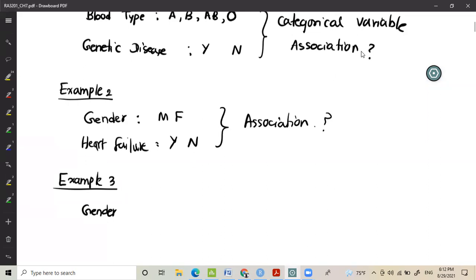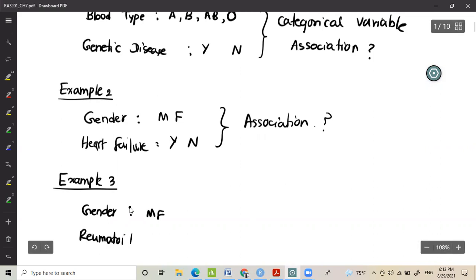Thanks, Manisha. So gender is male or female, and whether you are having rheumatoid arthritis, yes or no? Okay. Different modalities and quality of the radiograph.